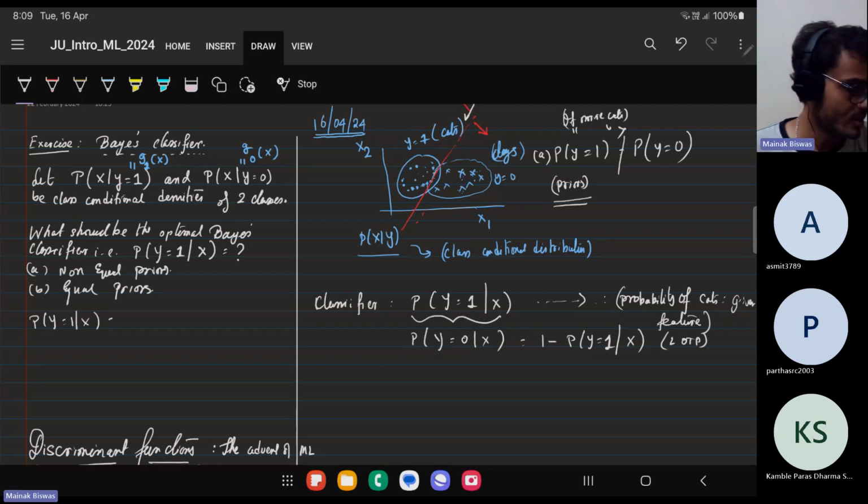This is the classifier. So once I get the probability of y equal to 1, I already know the probability of y equal to 0, right? So if it is more than 50%, so you did not, nobody asked me. So can I ask you this question?